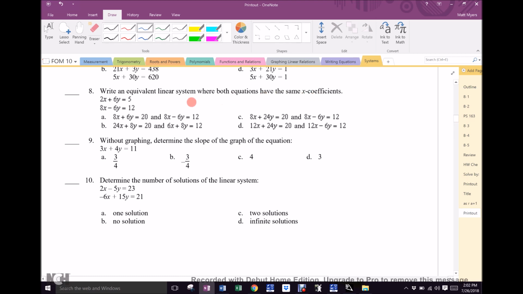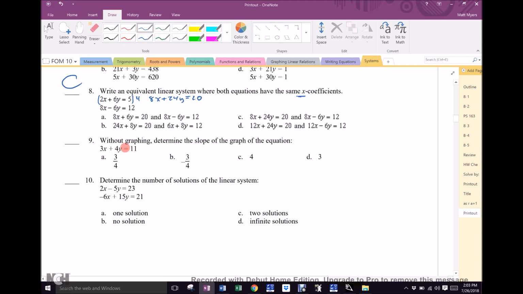Right, an equivalent linear system where both equations have the same x. I only care about x. So I've got to multiply that by 4, and I'll get 8x plus 24y equals 20. Sorry, guys. 8x and 8x. So 8x plus 24y equals 20. 8x minus 6y equals 12.